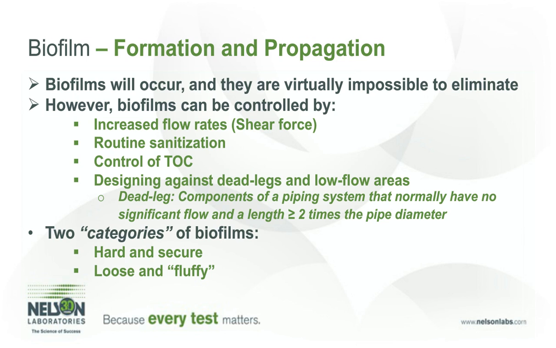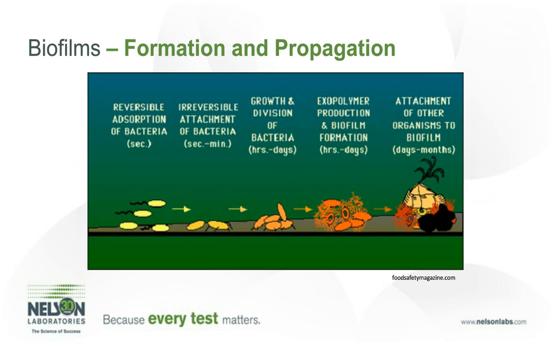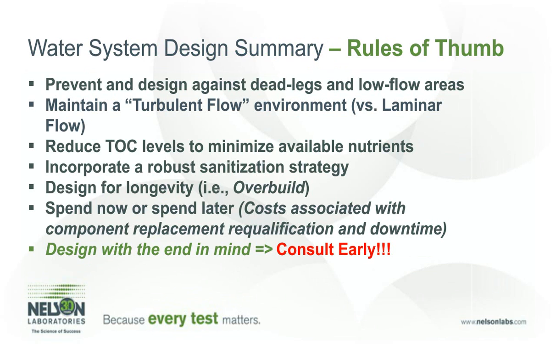Looking a little bit more closely at biofilms, this slide is an excellent example of how biofilms actually form and establish themselves. We see that biofilms can adhere to the pipe wall very quickly and begin to propagate, as well as build nutrients and then collect other organisms, as well as nutrients, as they grow and establish themselves into a well-established colony. When talking water system design, we have several rules of thumb to follow.